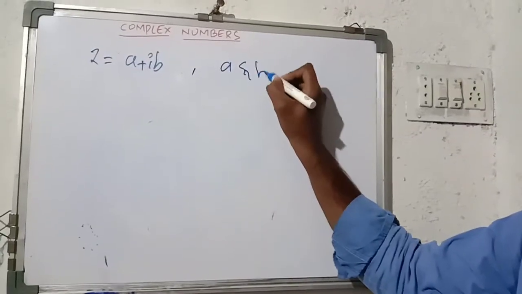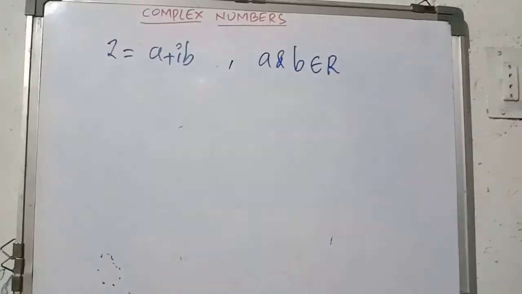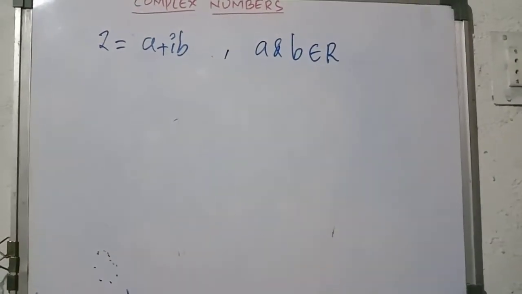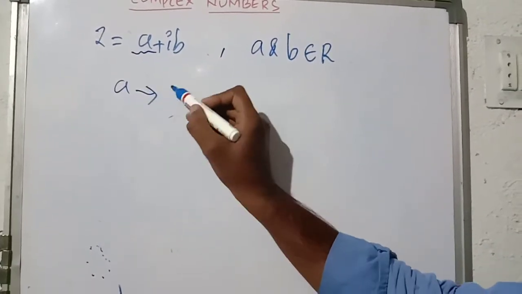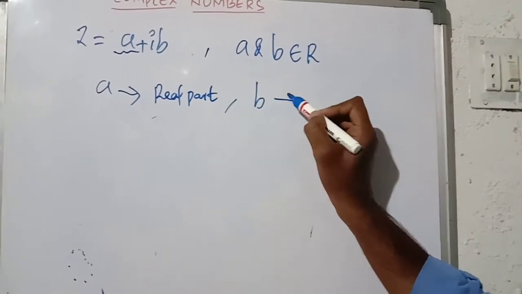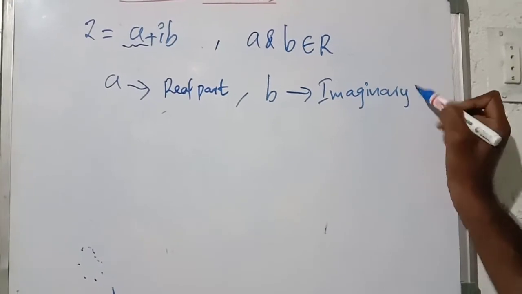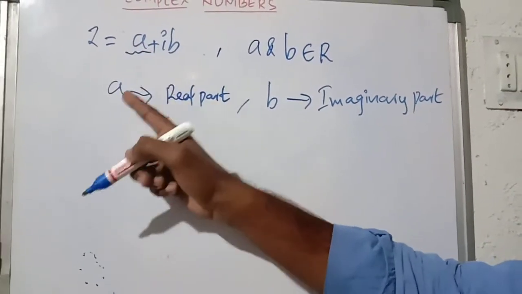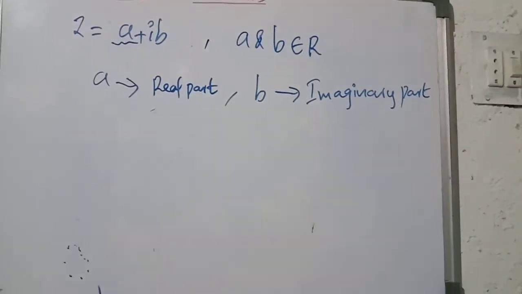Here a and b both belong to real numbers. So z equals a plus ib is a complex number, where a is known as the real part and b is known as the imaginary part. So in a plus ib, a is the real part and b is the imaginary part.